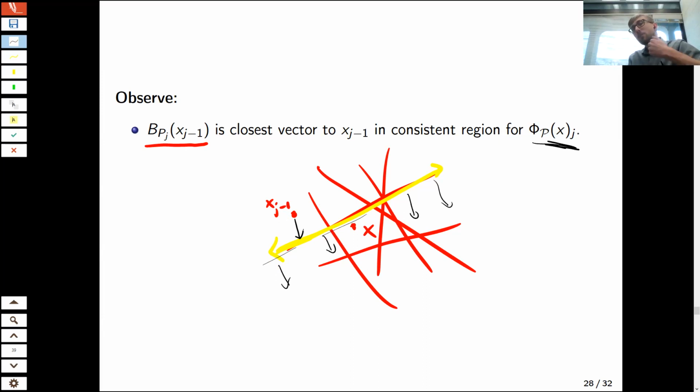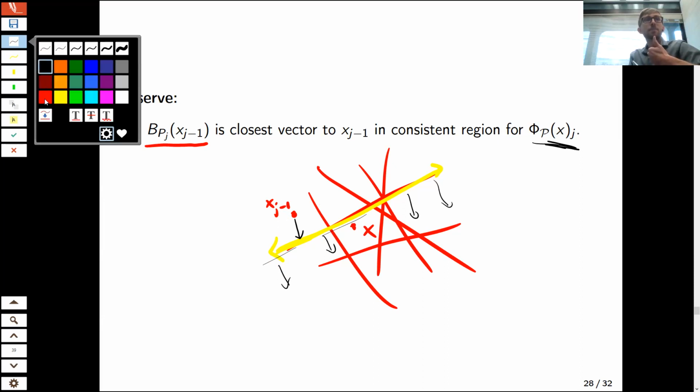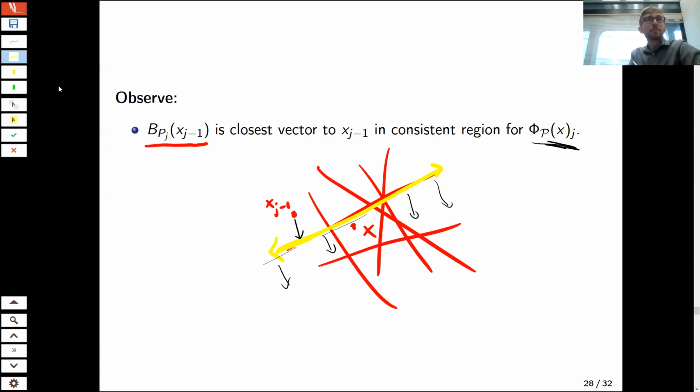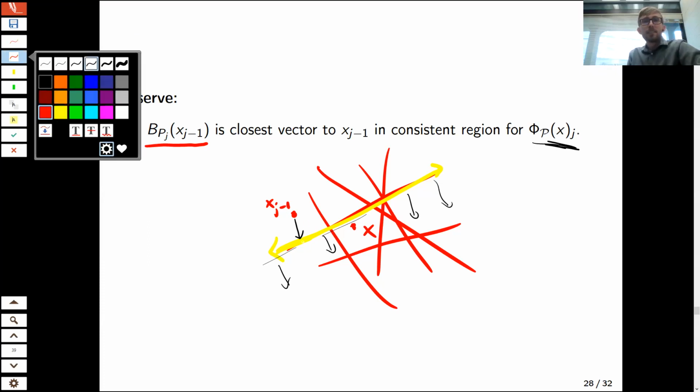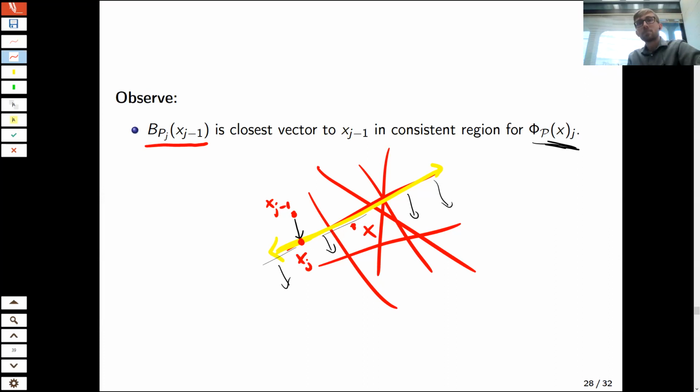Okay, so we make the minimal update to reach that consistent region, and that would put us over here. So now I am at least consistent with the jth measurement. I'm still not in the consistent region, but I've crossed one more of those boundaries. And the idea is if I do that enough, like if I were to next cross this line here, then it would put me right where I want to be, right?